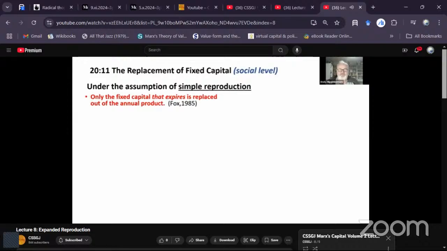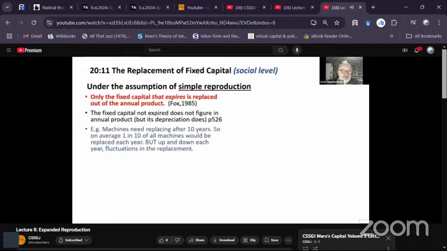Okay, it's only once every 10 years that the machine gets replaced. So that's what he's saying here: only the fixed capital that expires, i.e. on the 10th year. That's Fox, but Fox is giving a good summary of Marx. So the fixed capital that does not expire, i.e. this 8,000 a year in his example, actually is not part of the annual product, in the sense that it doesn't get replaced year by year.